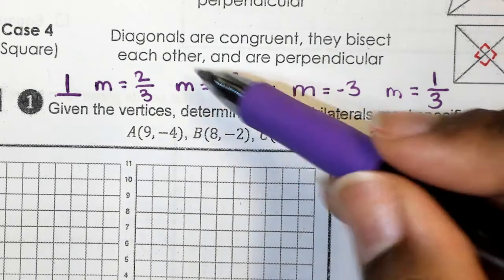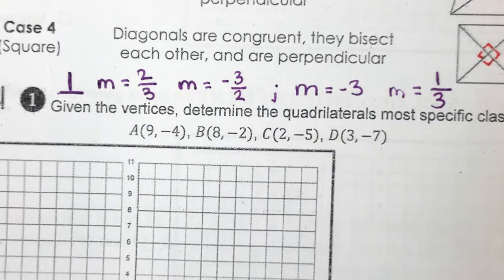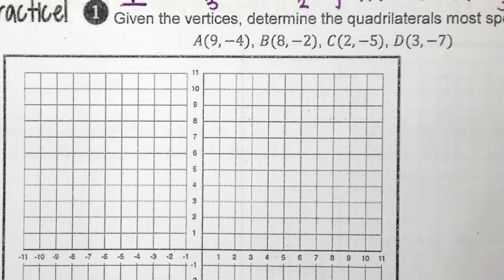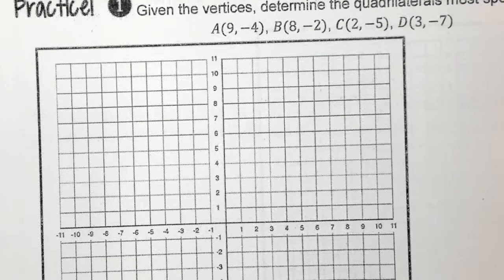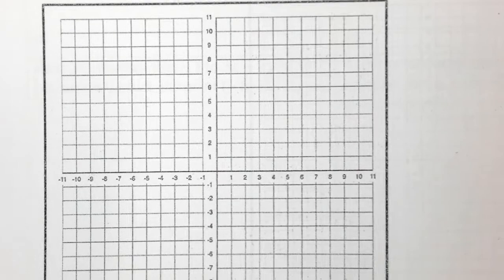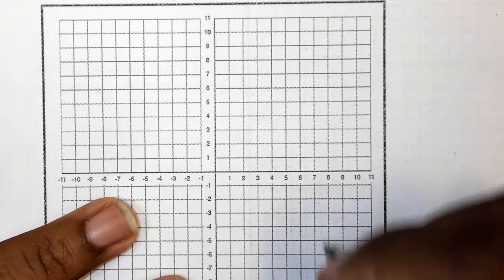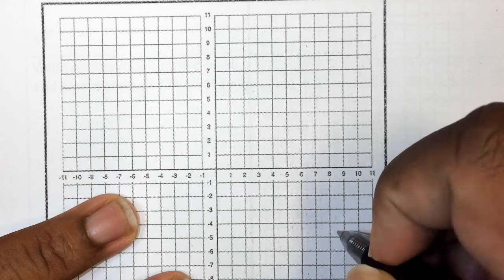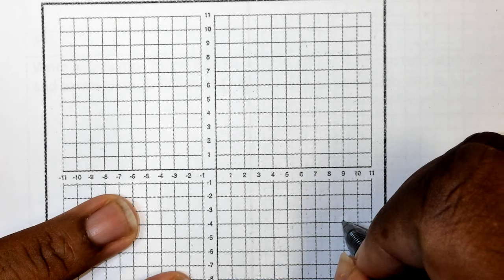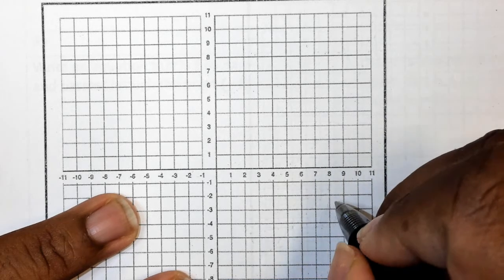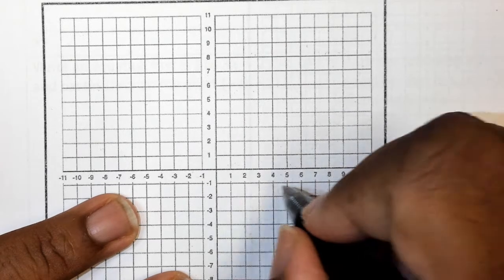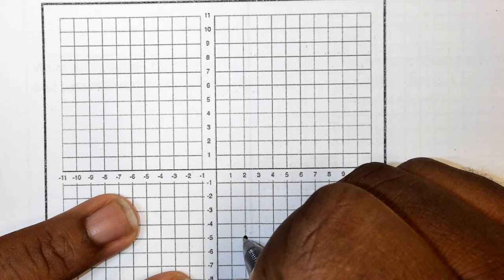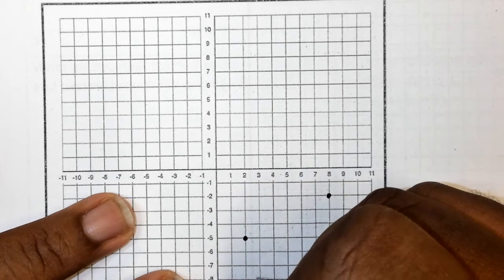Alright, so I just need y'all to recognize what perpendicular slopes look like. Again, we already did all that, so it's just a refresher. Down here, we're graphing this image, A, B, C, D: 9, -4; 8, -2; 2, -5; and then 3, -7.